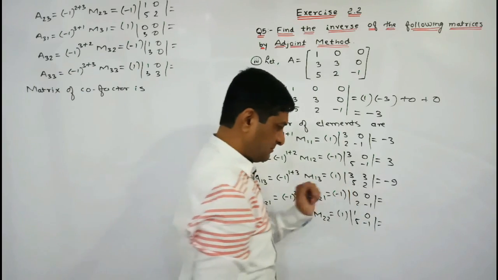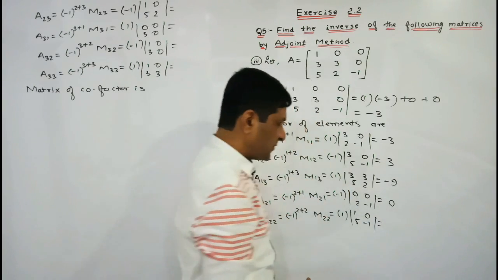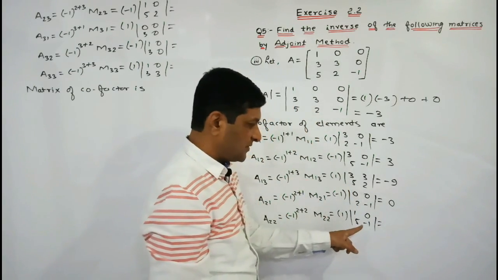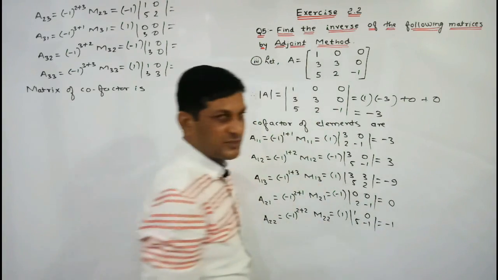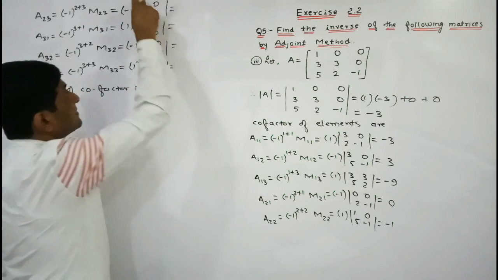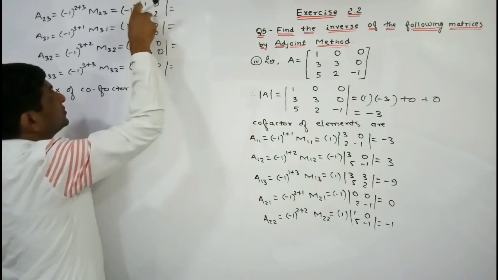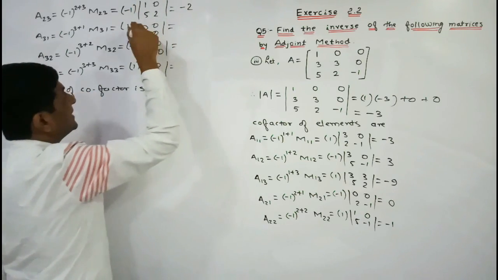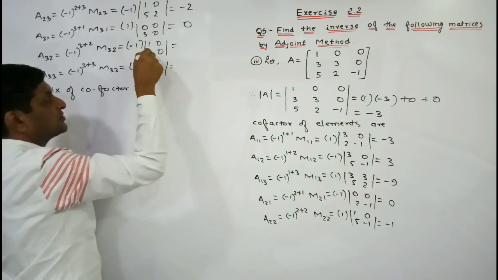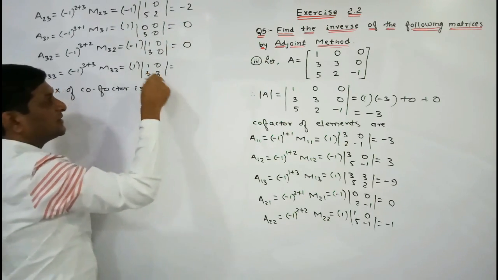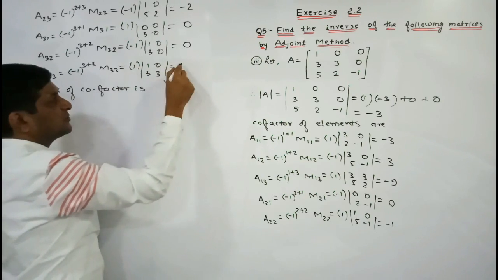-9 into 1 is -9. Then 0 minus 0 is 0, and 0 into any term is 0. -1 minus 0 is -1. -1 into 1 will be equal to -1. Now simplify this determinant. 2 minus 0 is 2. 2 into -1 is -2. 0 minus 0 is 0, 0 into any term is 0. 0 minus 0 is 0, 0 into any number is 0. 3 minus 0 is 3. 3 into 1 is 3.